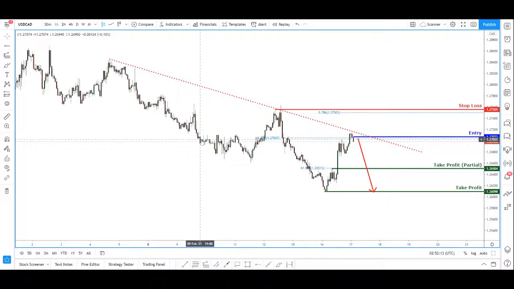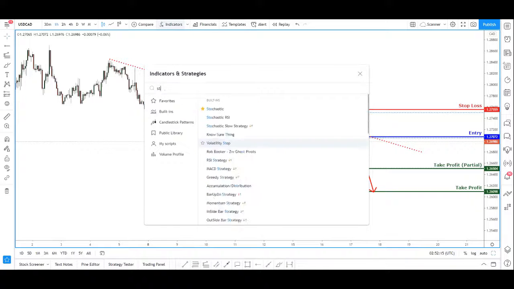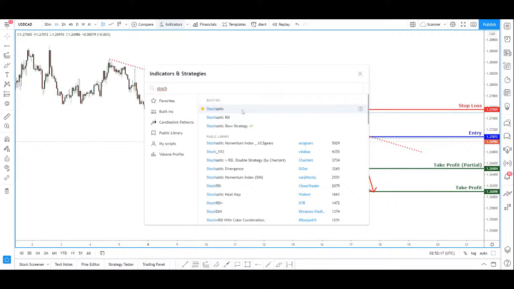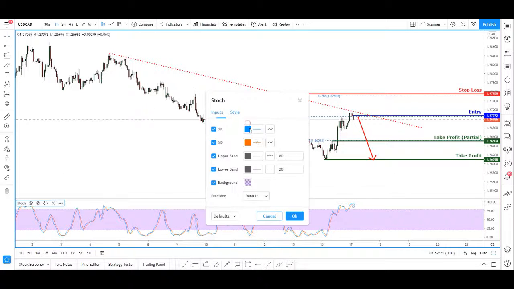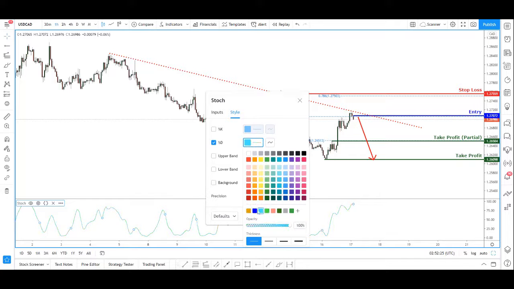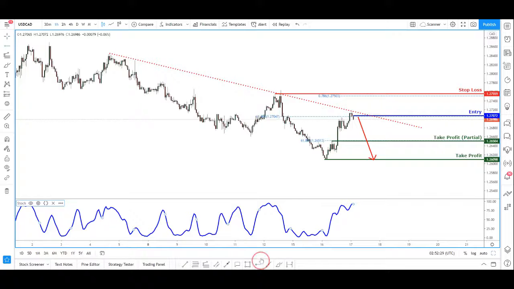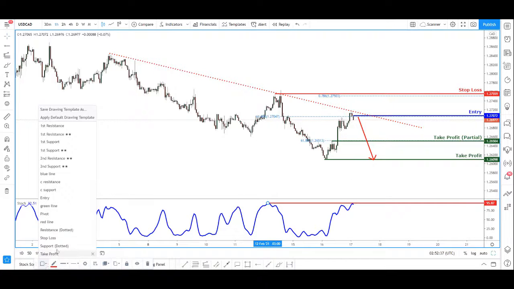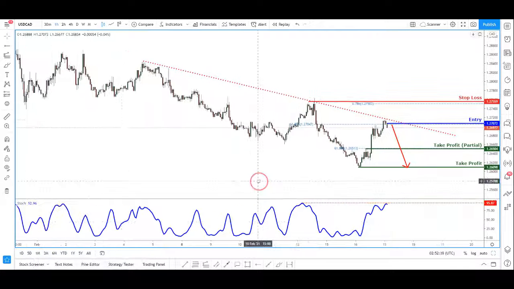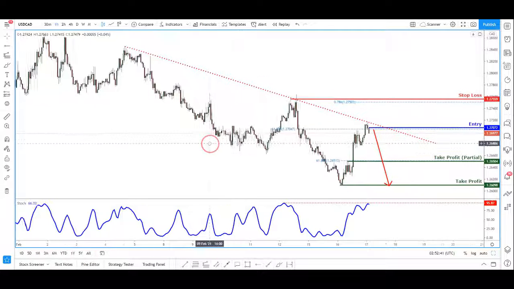Last but not least, we can also include stochastics to drive the final nail into the coffin, so to say. Let's just look at percentage D, which is the smooth stochastics. If we were to draw a resistance at this level where price previously started to react, we are starting to see price testing this resistance as well. So that is our trade for the day for dollar CAD.